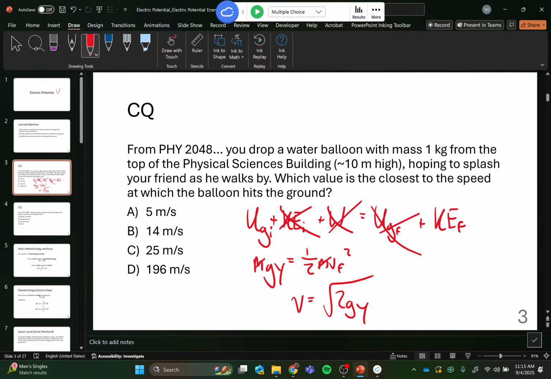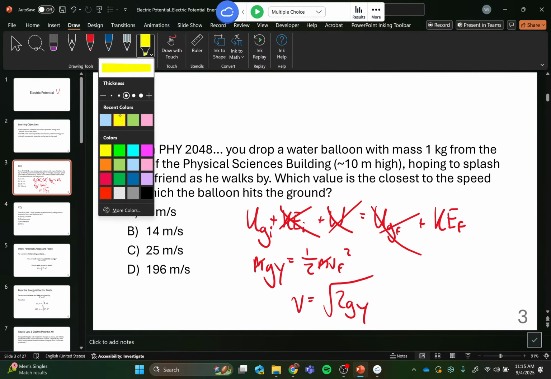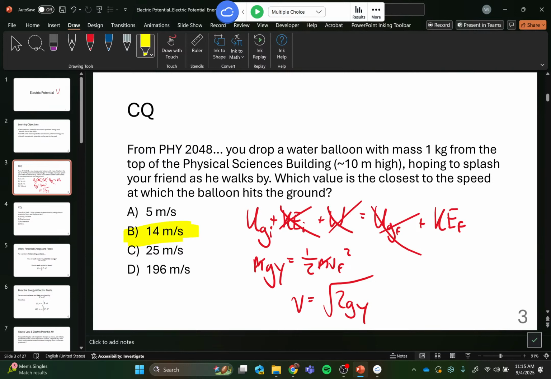Which I'm fairly confident is 14. I will plug it in just to be sure. The only reason I'm thinking it's 14 is I put 196 on there. All right, great. I'm going to trust y'all. 14. Yay, great. You all remember conservation, or you might have done kinematics.